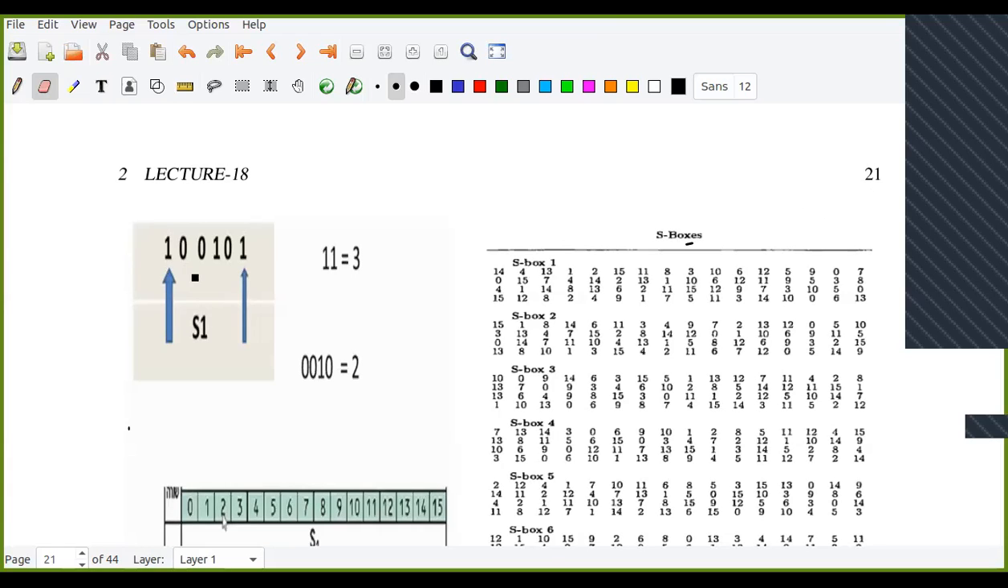Okay, so look here. We have 1 and 1 as the first and last bits, that is 1, 1, which is equal to 3. That means I will go to the third row: row 0, row 1, row 2, row 3. And the middle bits are 0, 0, 1, 0, which corresponds to 2. So the second column, right?